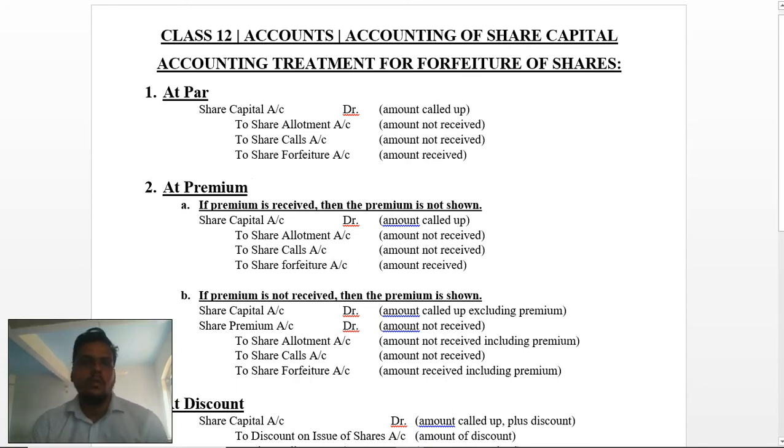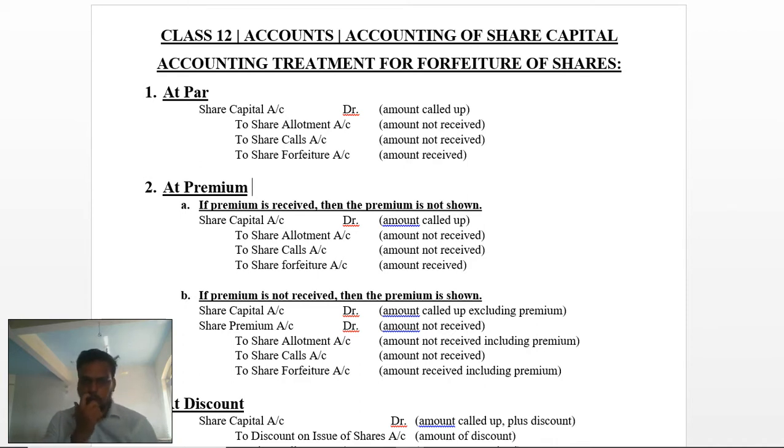As we were going with the topic known as accounting for share capital, we have completed almost all the basic entries, and then we have seen at par, at premium, at discount. We have completed all the concepts over here. Call in arrears, premium, discount entries, we have completed all the things.